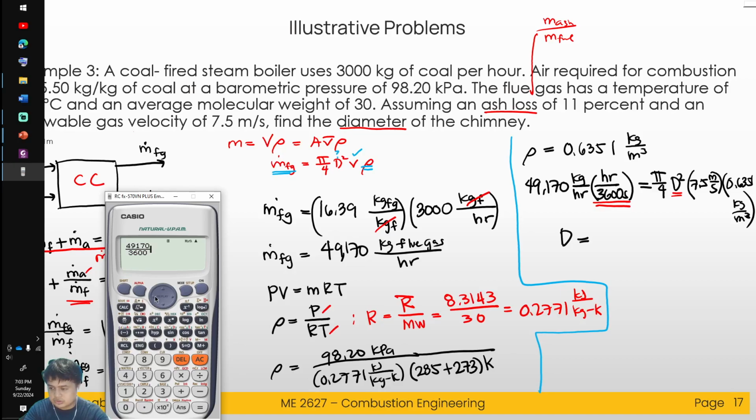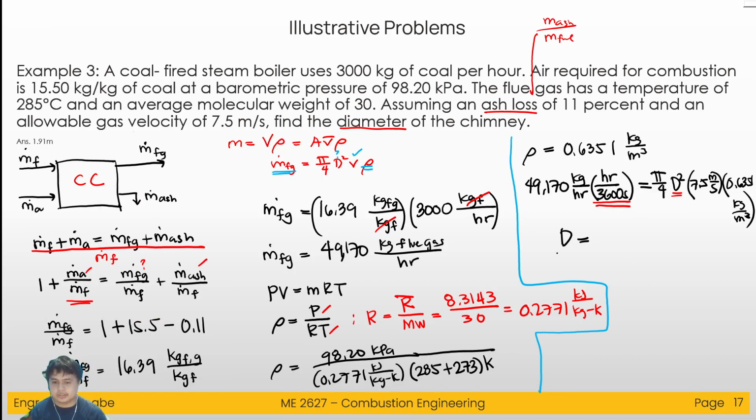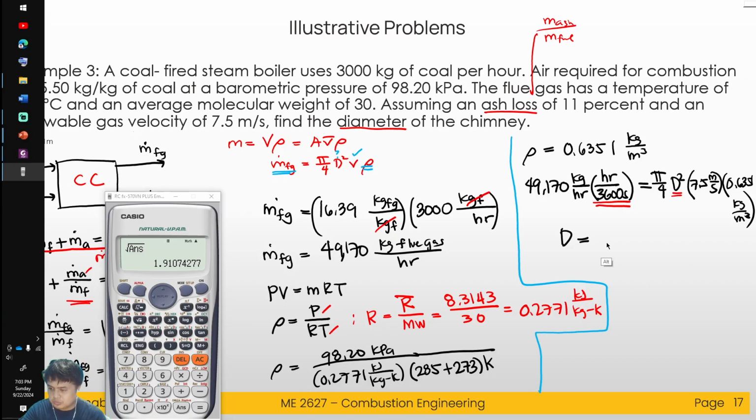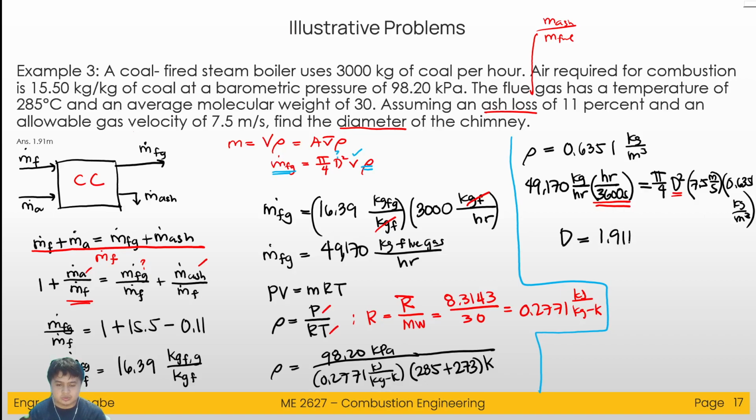So pi over 4 times 7.5 times 0.6351, and then find the square root. So the answer is 1.911 meters. So that is quite big. The chimney is about 2 persons wide. That's a big chimney. So that's it.